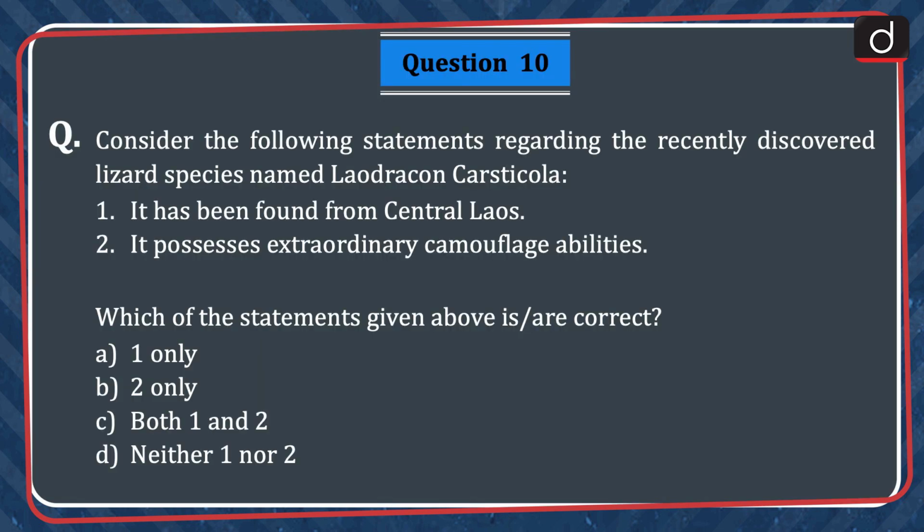The last question is, consider the following statements regarding the recently discovered lizard species named Laodracon Carsticola. 1. It has been found from central Laos. 2. It possesses extraordinary camouflage abilities. Which of the statements given above is or are correct? 1 only, 2 only, both 1 and 2, or neither 1 nor 2? The correct answer is option C, both 1 and 2.